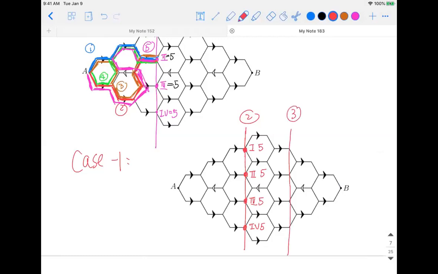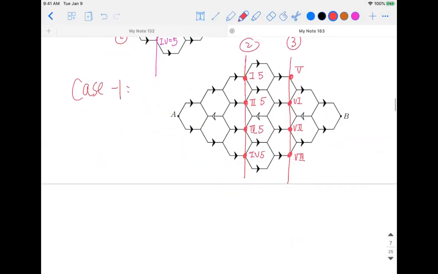Line number 3 has another 4 points. Okay, this is number 5, number 6, number 7, number 8. Okay, so do you still remember what I mentioned previously? At this moment, because we're doing the casework, all the cases, there's no overlap, there's no oversight.